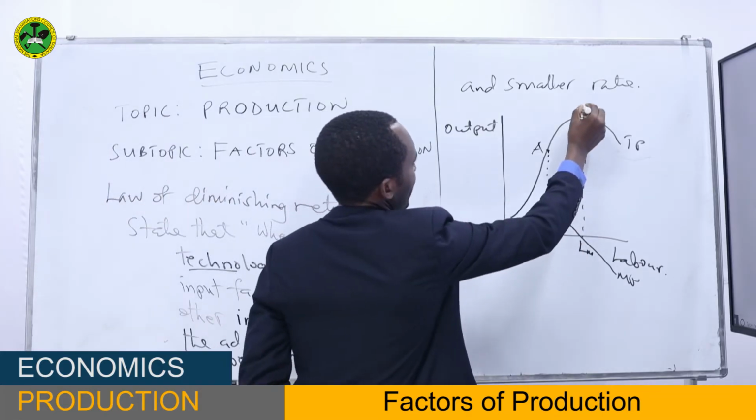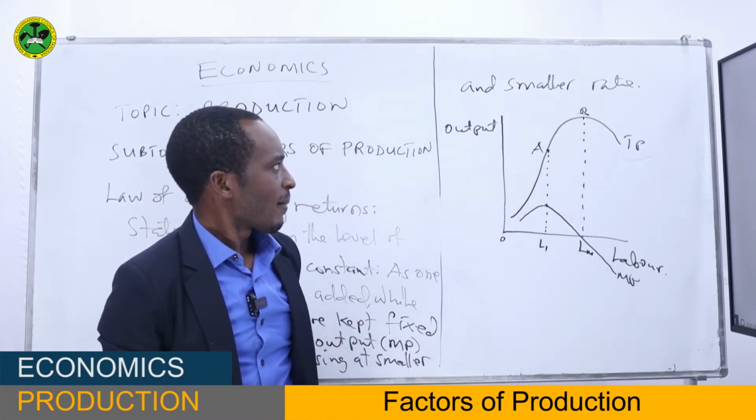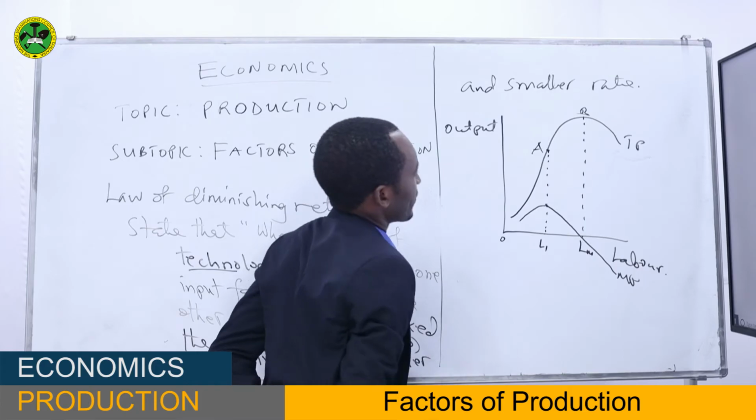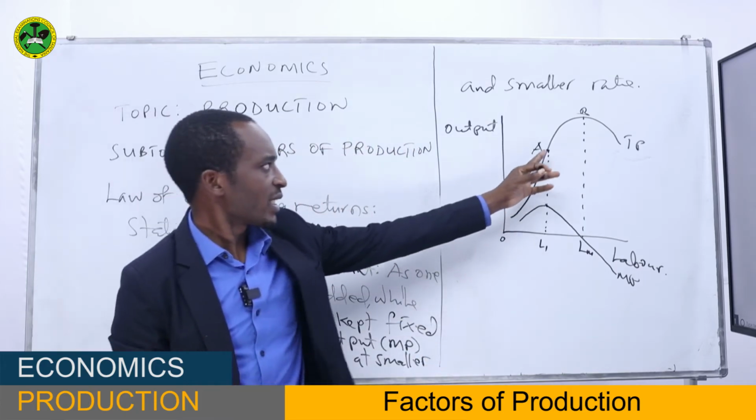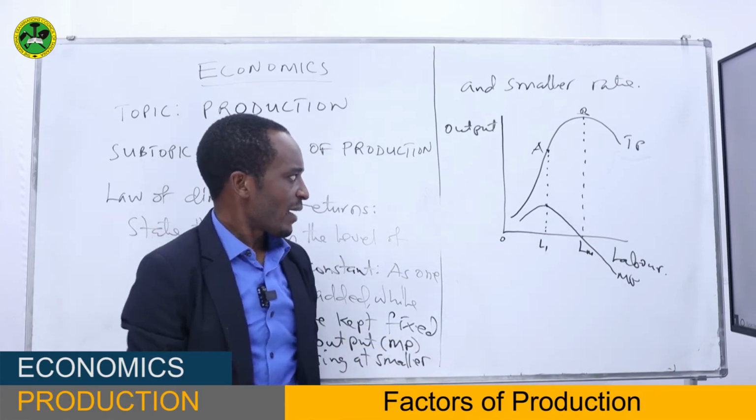So at point, let's say B, here the total product is at a maximum. So our law will start to operate at this point when the marginal product is at maximum.